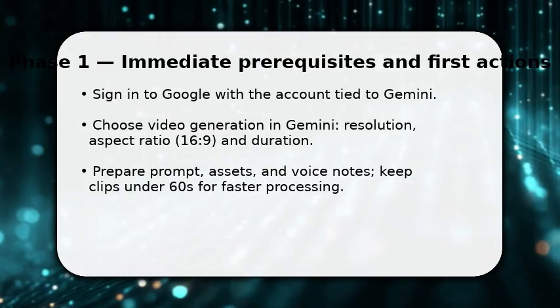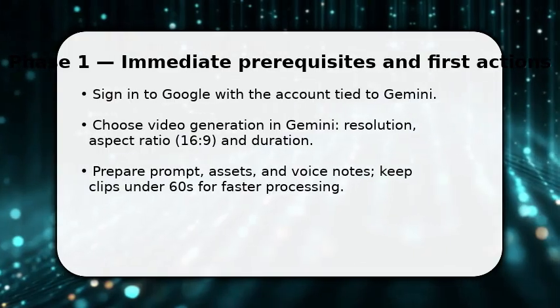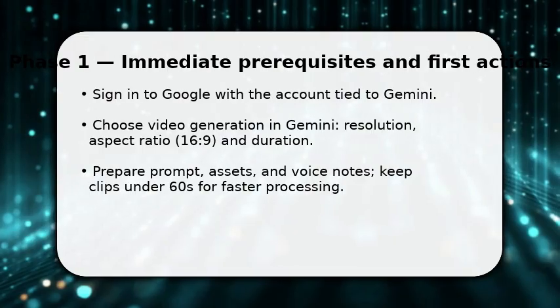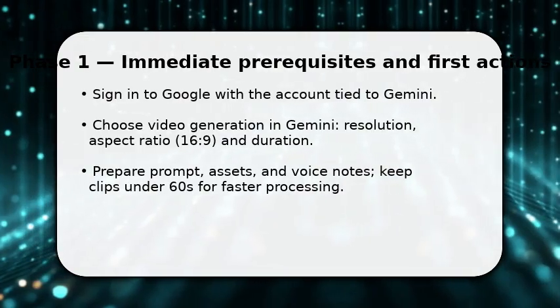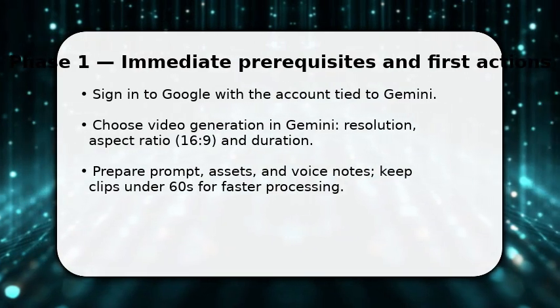Then upload assets, images, clips, and a short reference voice. Compress large files to speed the workflow. Once done, draft a clear prompt that describes scene order, style, and pacing. This gives Gemini the instructions it needs to start rendering your first draft.